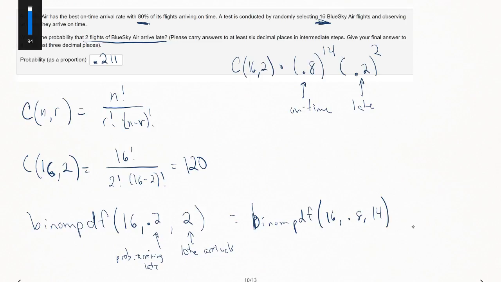And notice when you punch that into a calculator, my apologies for not using a calculator again, but hopefully I won't get kicked off of YouTube Live again. But at the end of the day, if you use binomPDF, you'll get this answer of 0.211, which we see up there. Okay.